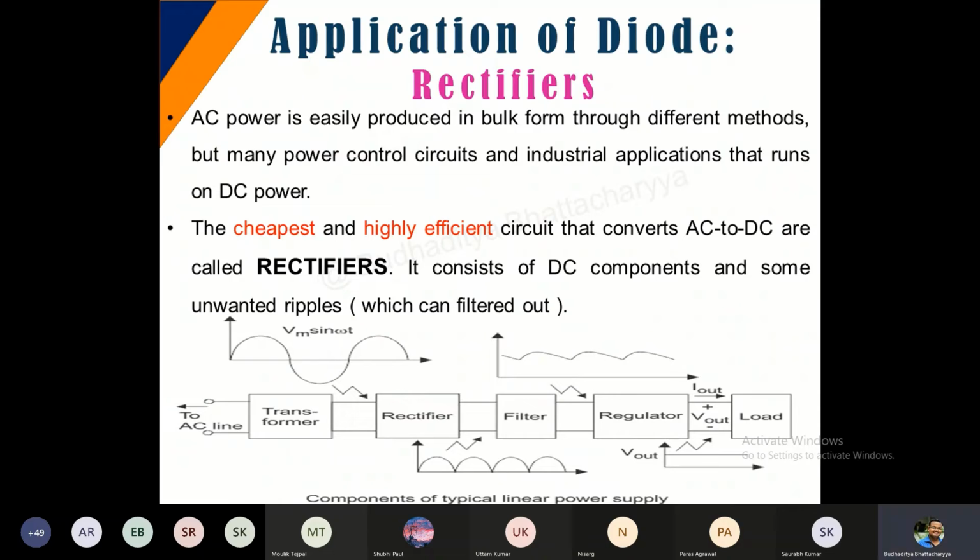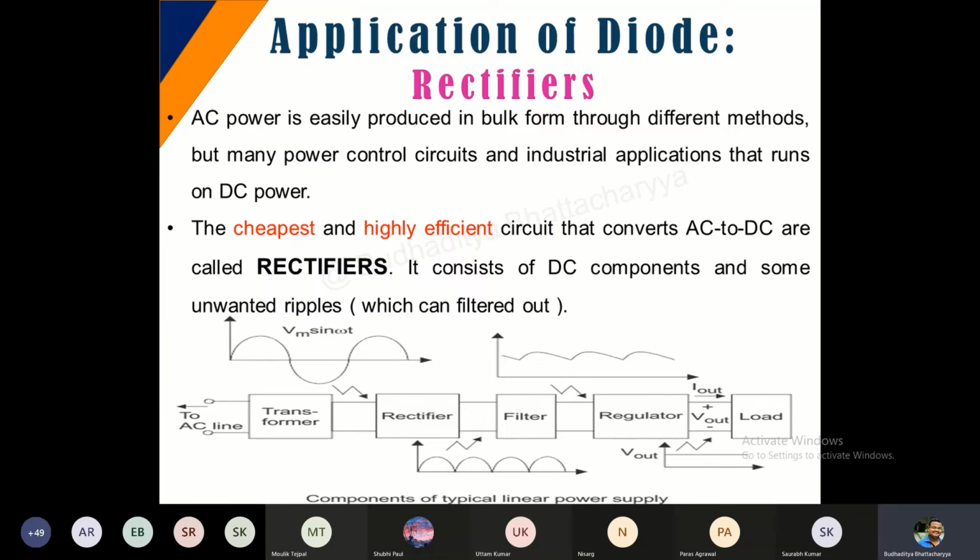You can see that the first line indicates AC power is easily produced in bulk through different methods. But many power control circuits and industrial applications run on DC power. So that is the main issue. We have to somehow convert AC to DC, and the rectifier is the easiest way to do it.